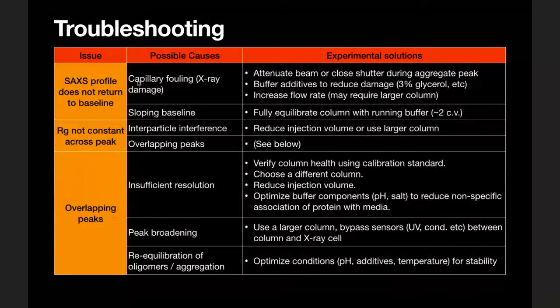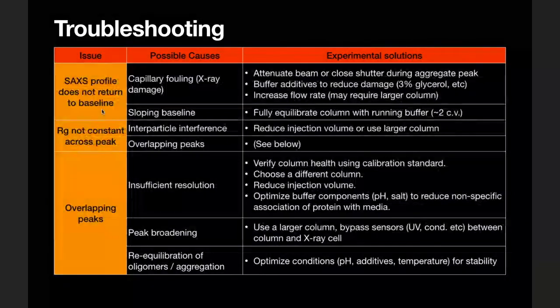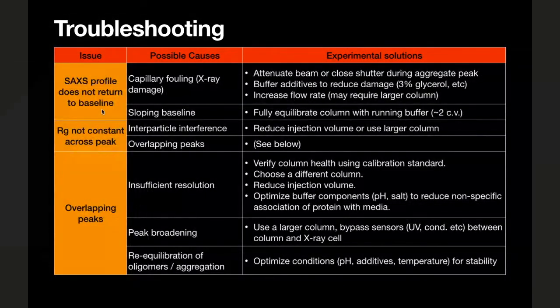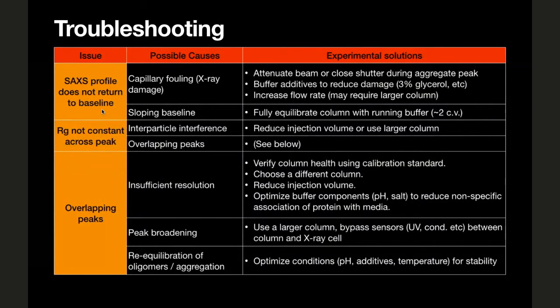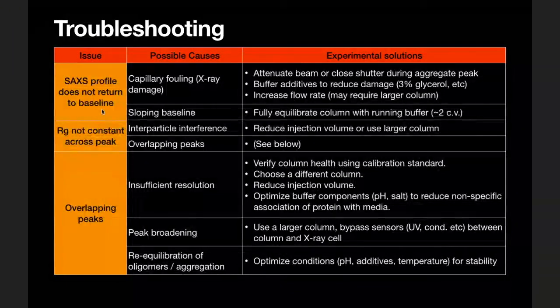So one is that the SAXS profile does not return to the baseline after the peak. In other words, if you look at the buffer curves before and the buffer curves after, they look different. And there are various reasons for that. It could be that radiation damage occurred and caused protein to stick to the X-ray windows of your capillary. Or it could be that you hadn't fully equilibrated the column before running the protein.